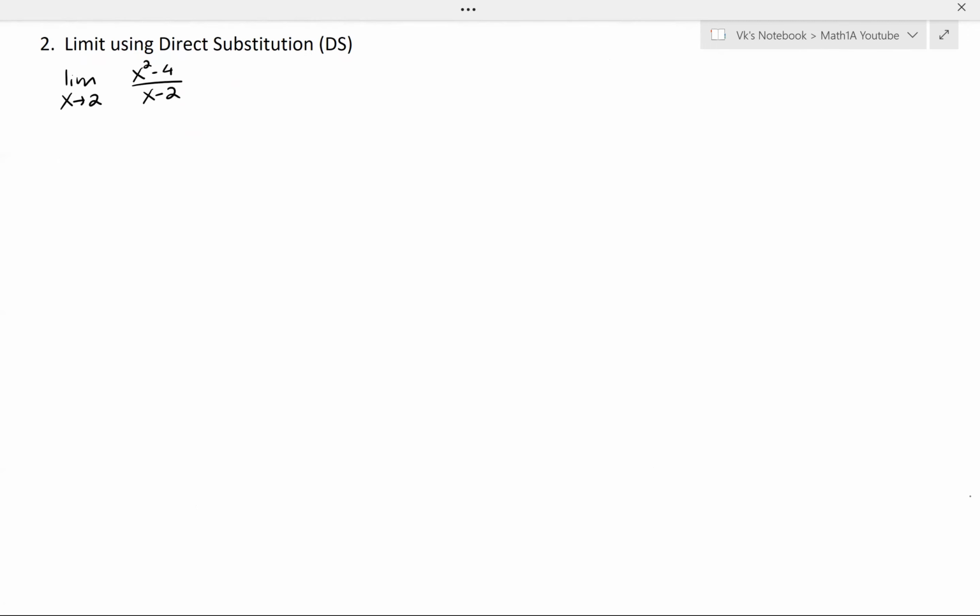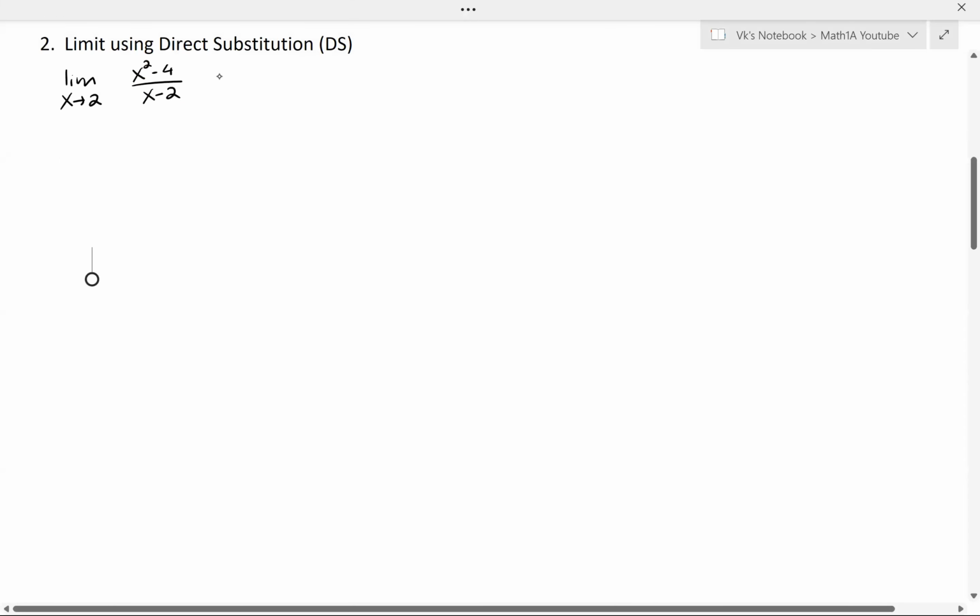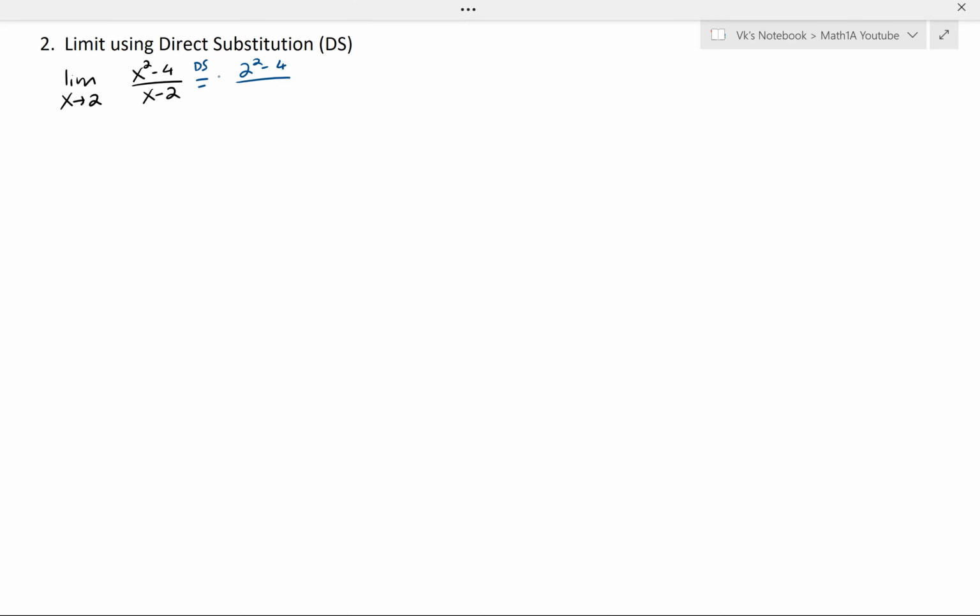I have an example here. The limit as x approaches 2 of x squared minus 4 over x minus 2. If we attempt to do the direct sub right away, then sometimes it works, sometimes it doesn't. 2 squared minus 4 over 2 minus 2. We get 0 over 0. It doesn't mean anything.